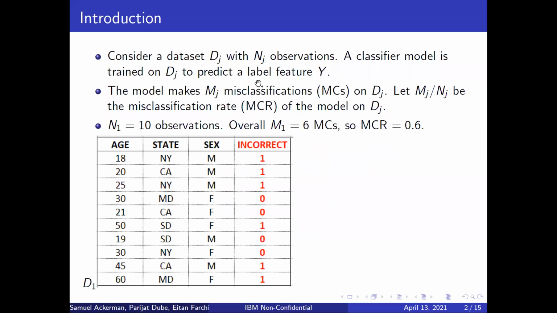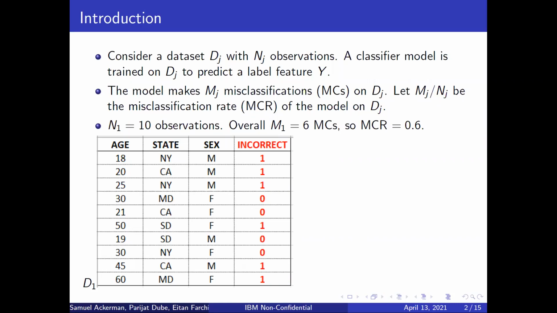So say we have a data set D_J with N_J observations. A classifier model has been trained on this data set to predict a label feature Y. The model makes M_J misclassifications, or MCs, on the data set D_J. M over N is the misclassification rate, or MCR, of the model.